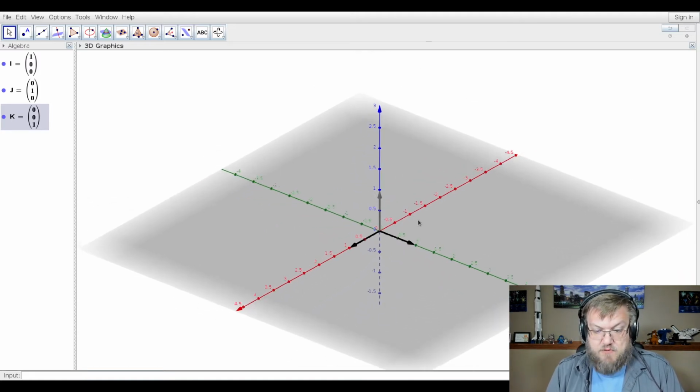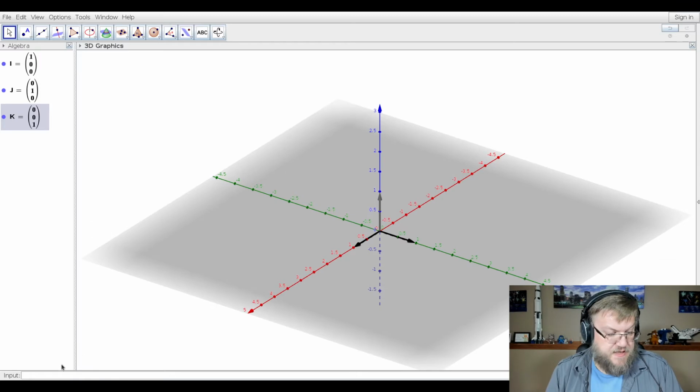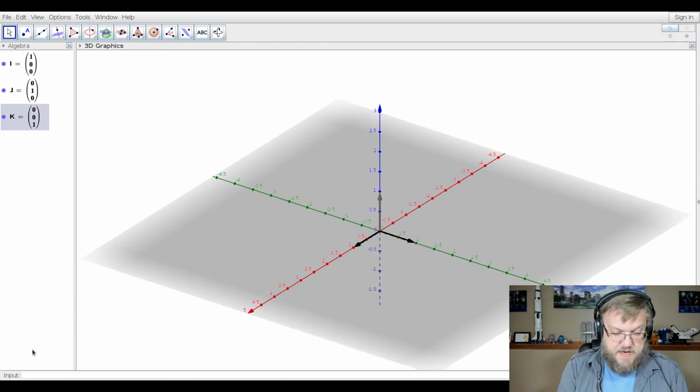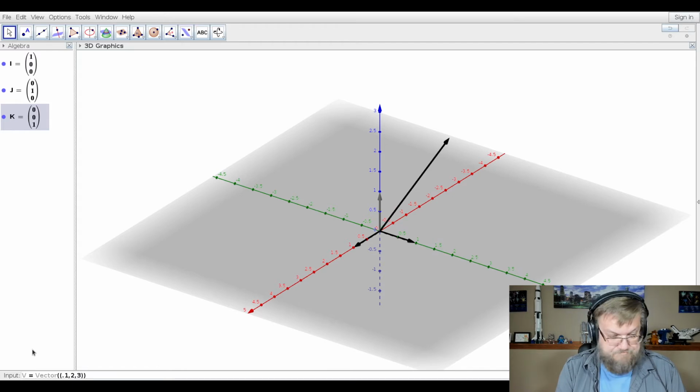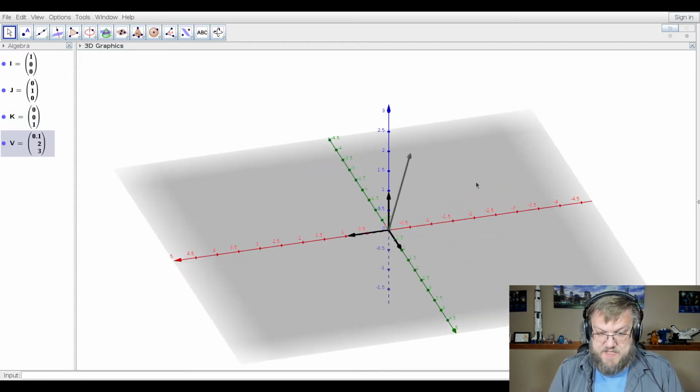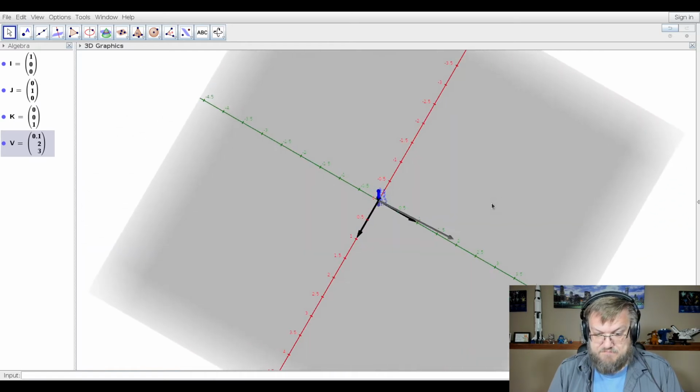Now, let's say that I'm working with a vector, some vector. I'm just going to make it up. Let's say that I'm working with the vector v equals the vector, let's do negative 1, 2, 3. Okay. Everyone see that vector there? Yeah, see that?